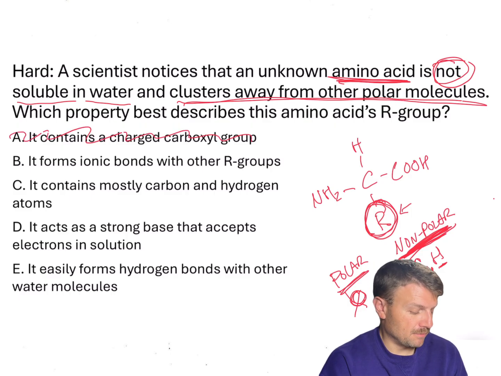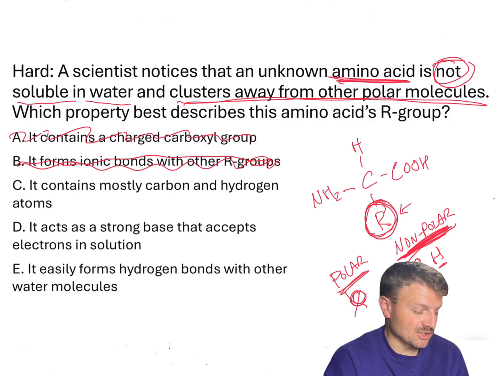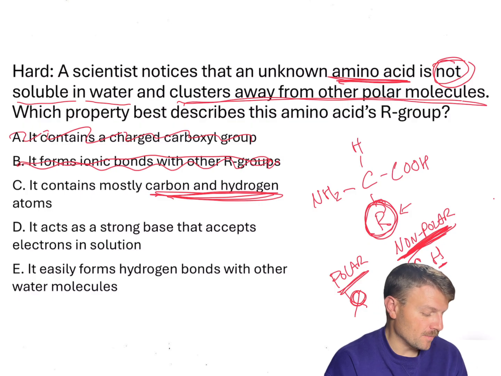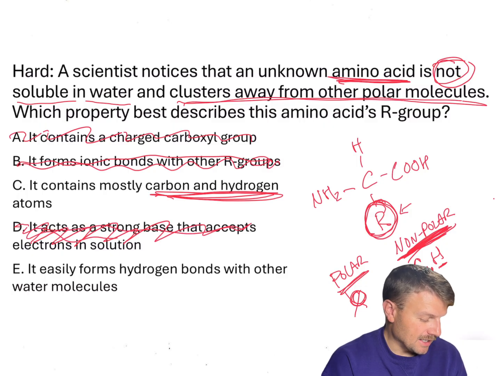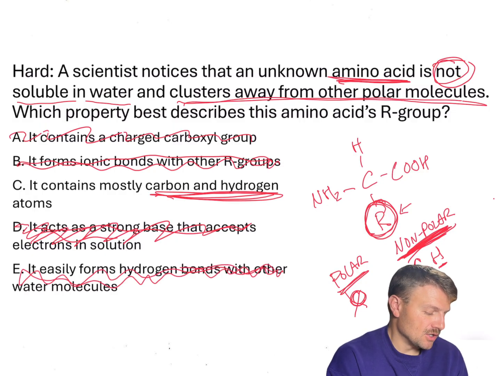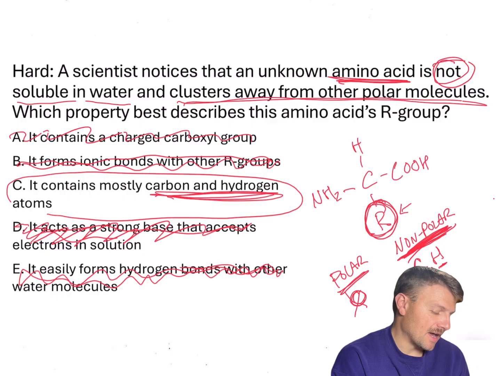That doesn't make sense. B, it forms ionic bonds with R groups. Nope, that doesn't make sense. We didn't talk about that. C, it contains mostly carbon and hydrogen atoms. We did talk about that. I think that's the answer. Let's move on to D and E though. It acts as a strong base that accepts electrons in solution. Nope, we didn't talk about that. Doesn't make sense for this one. And E, it easily forms hydrogen bonds with other water molecules. Nope, that would actually mean that it's polar, and it's the opposite. So C is the correct answer, and that is correct.